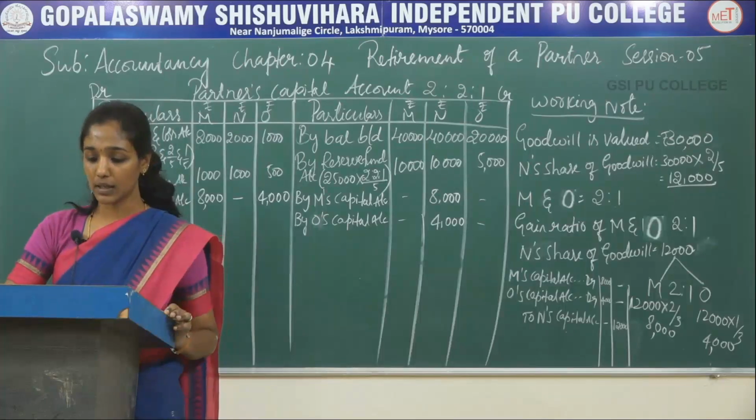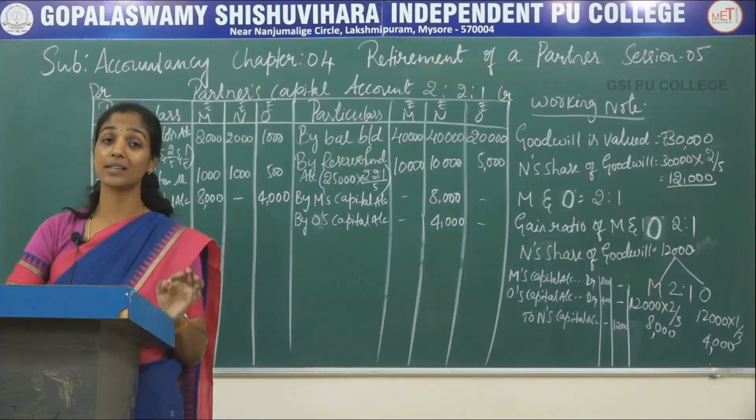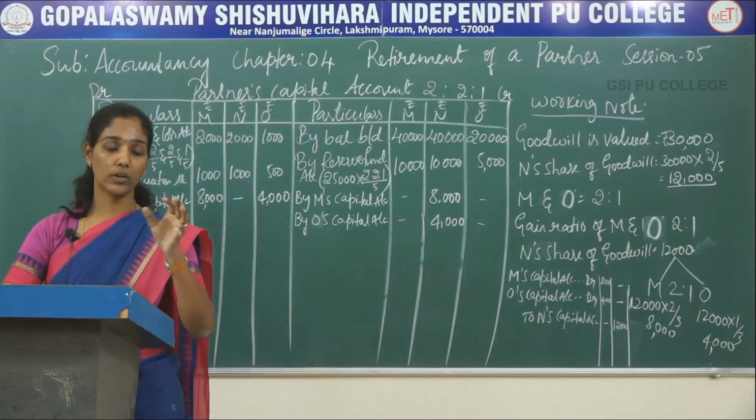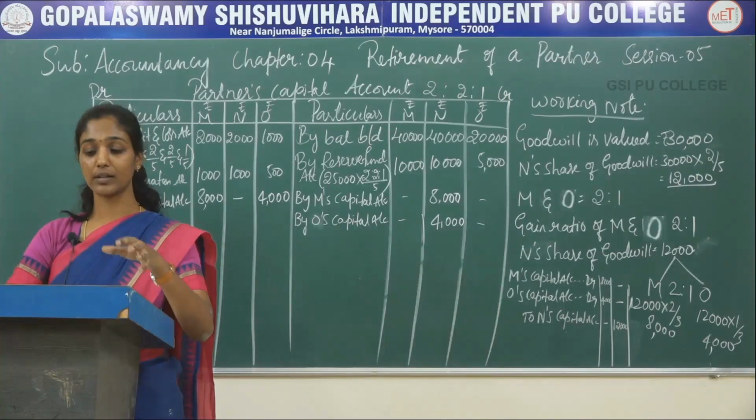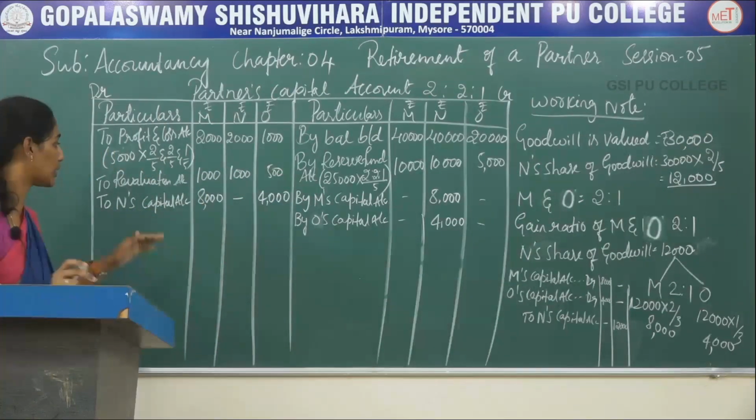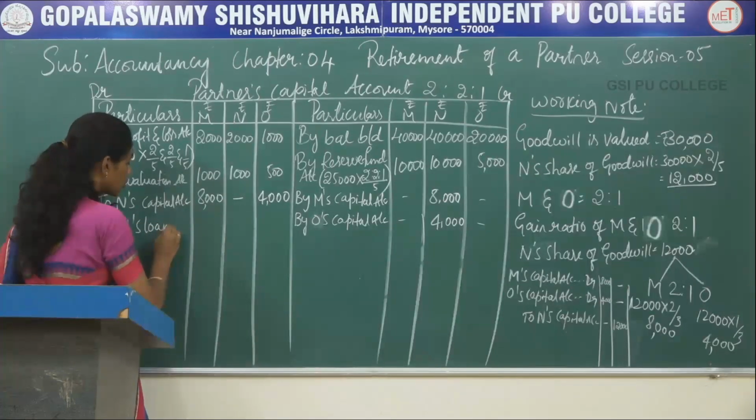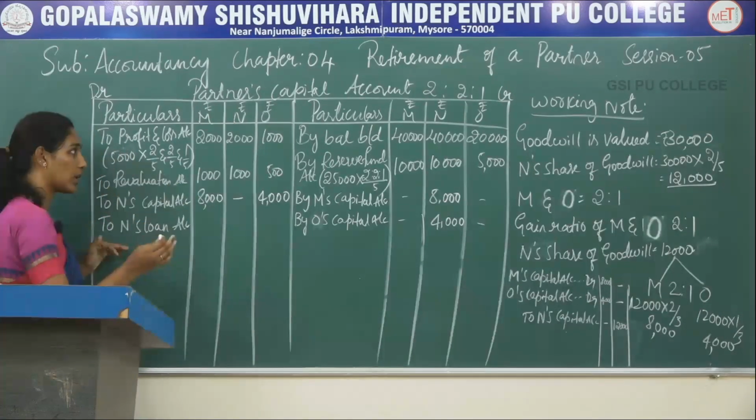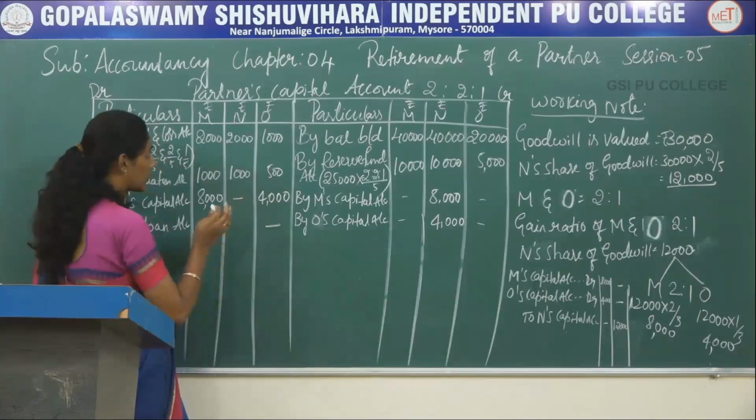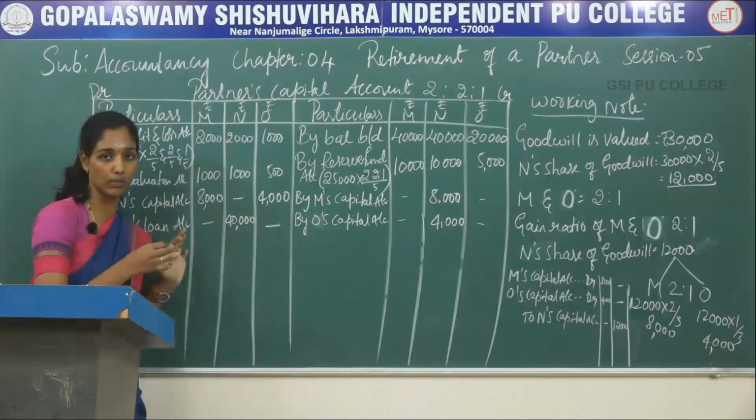The next adjustment is rupees 40,000 from N's capital account will be transferred to his loan account. So here they have given directly the amount, rupees 40,000, transferred to the retired partner's loan account. So you should write on the debit side to N's loan account. They have given the amount, 40,000, to be transferred to N's loan account. So in N's column, record 40,000 on the debit side.